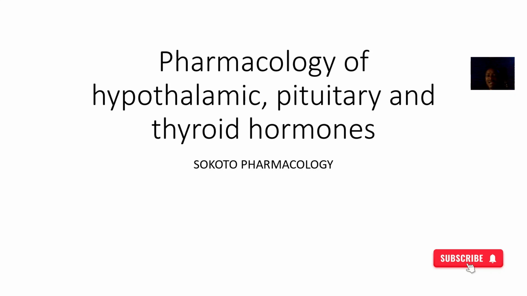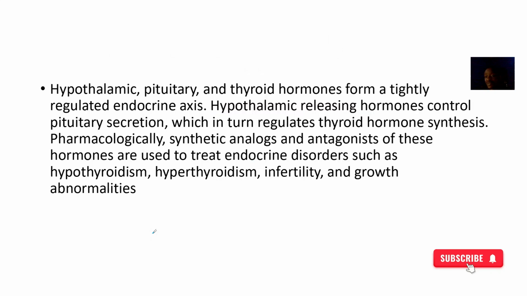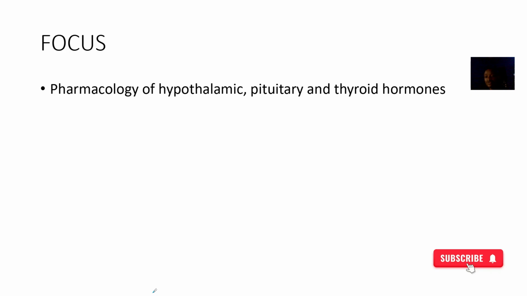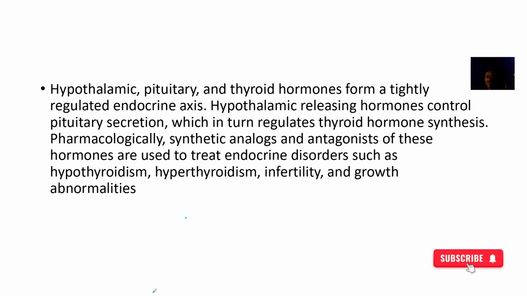So we're looking at the hypothalamic, we're looking at the pituitary hormones, we're looking at the thyroid hormones, what are their pharmacology. So I think we'll be treating them one by one. So this is the overview. You should know that it goes from the hypothalamus to the pituitary, then of course down to the thyroid. So it's actually an endocrine axis, that's what you call it, okay?